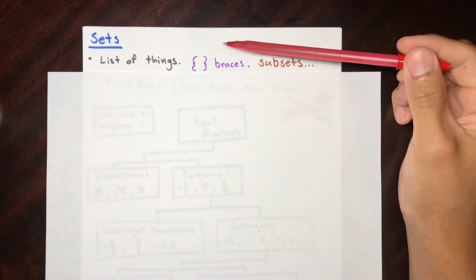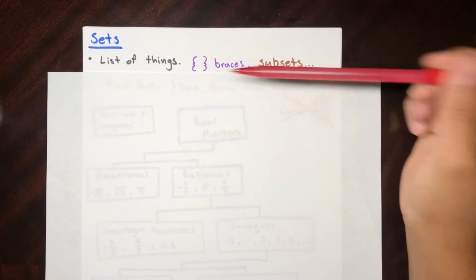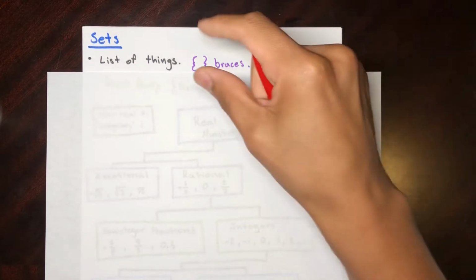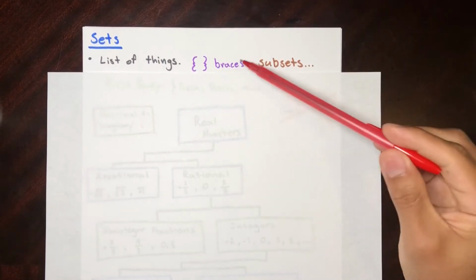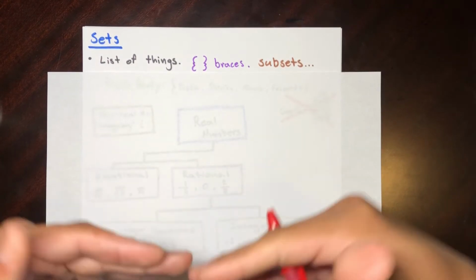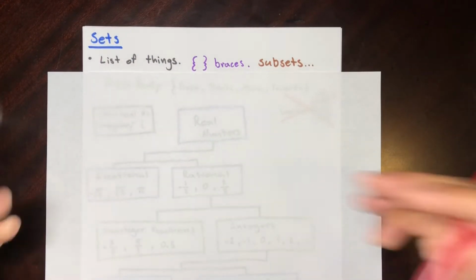Normally, when you write sets, you write them in braces, which are these brackets here that have a little point on them. And anytime you have a set, you can have a subset, which is basically a set that fits into the set that you've created already.